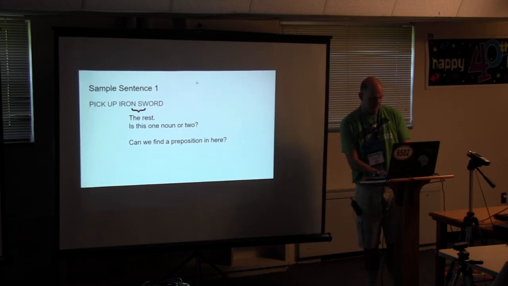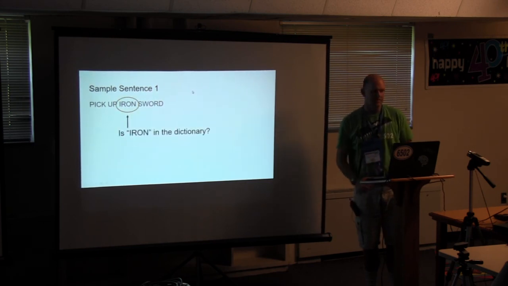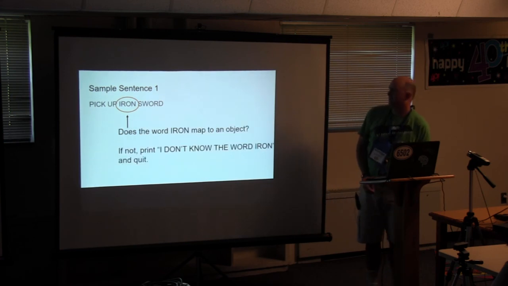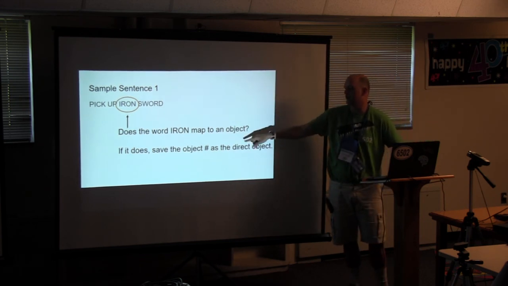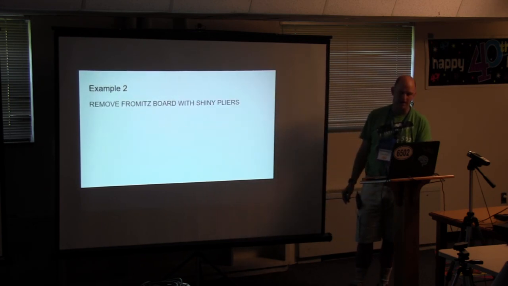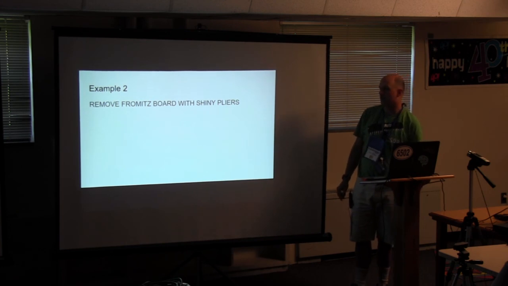And then, why is my slide not going to the next? Okay. I try to look up iron. Okay, there we go. I've talked ahead of my slides. So iron is in the dictionary. Look it up in that object table. Figure out what object it maps to. Okay. And then go crawl through your sentence table.